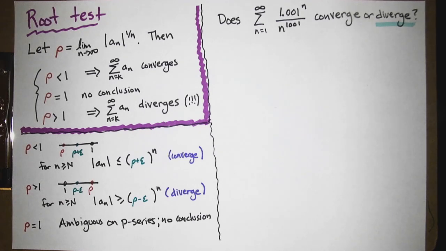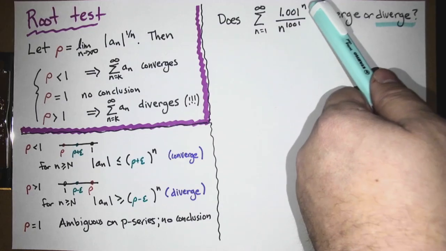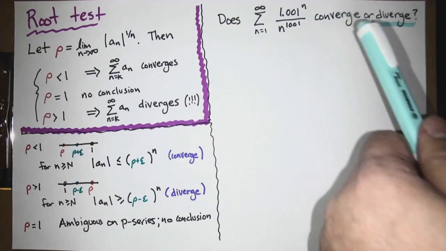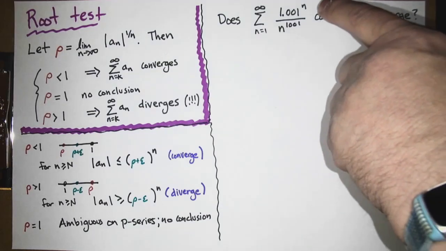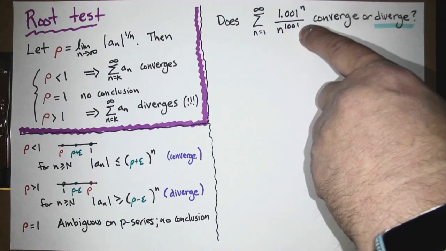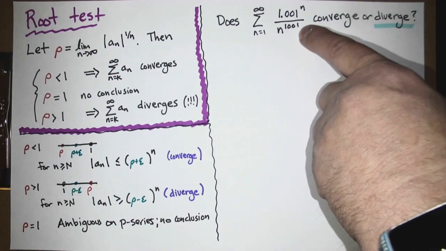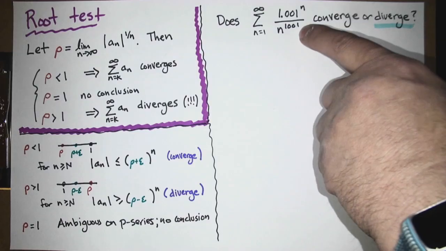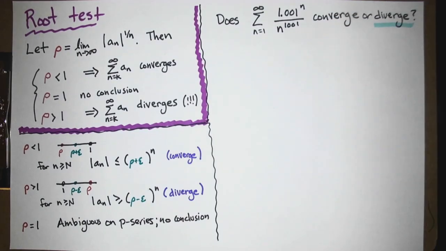We're comparing two things. What do you have upstairs? Exponential. What do you have downstairs? Polynomial. So it's a race between exponentials and polynomials. And the moral is exponentials will always beat polynomials in the long run. It might take a while, but we'll get there.